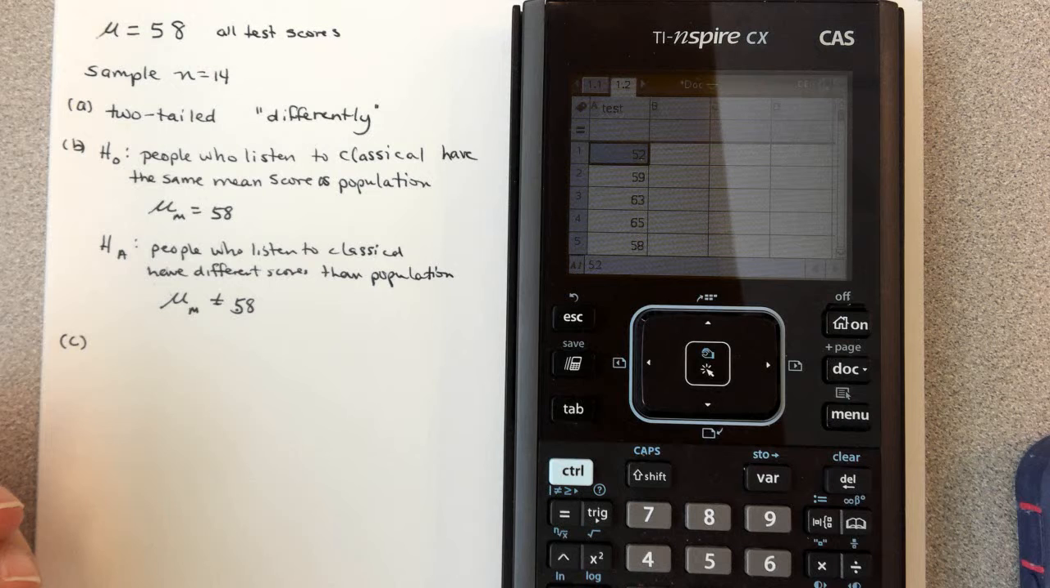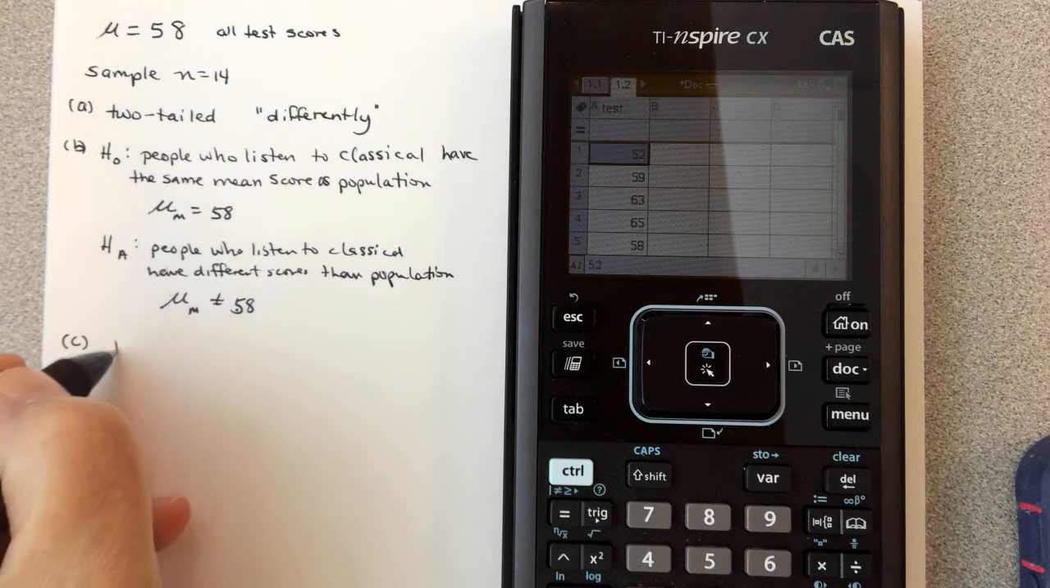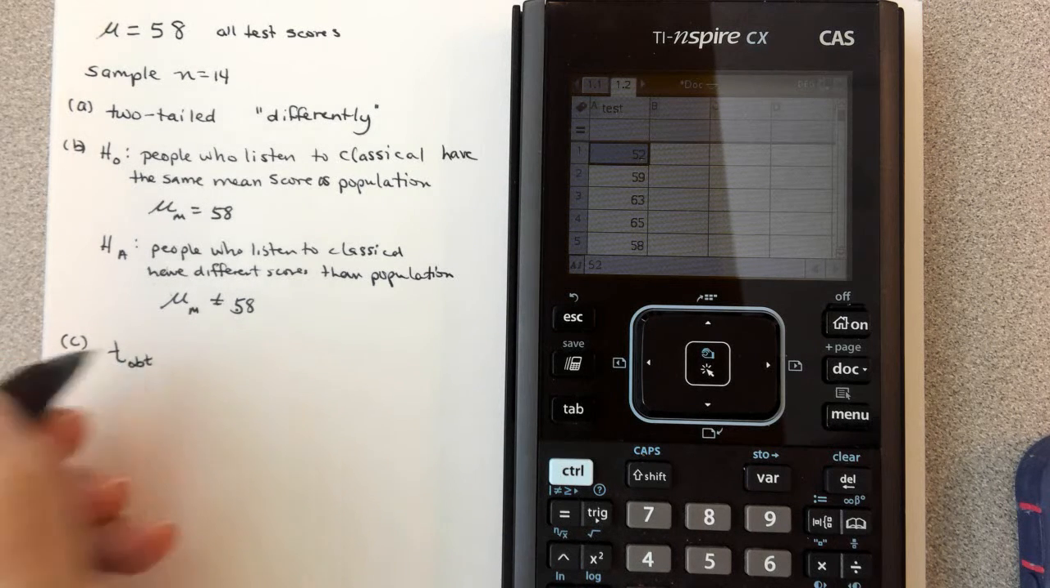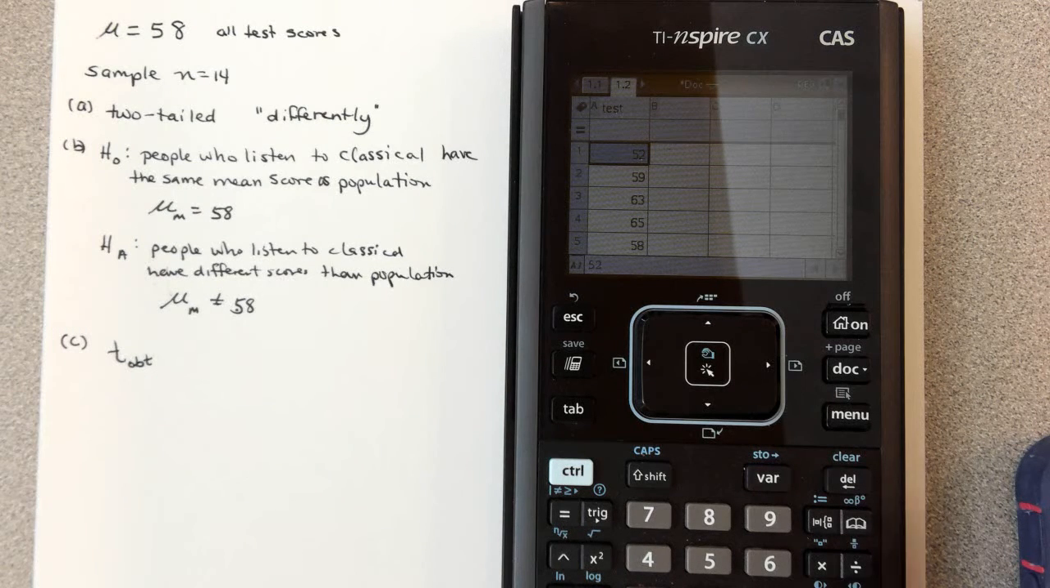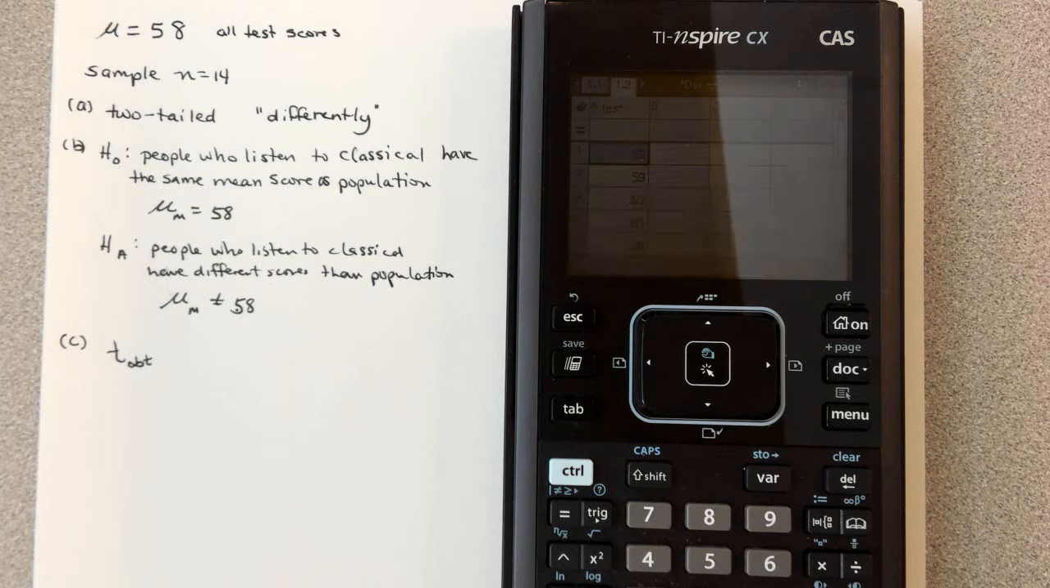What is that? T of OBT? I don't, okay. Am I supposed to know what OBT is? Okay, I'm going to have to Google that because I have no idea. Let's see. That is not something I have ever seen before.